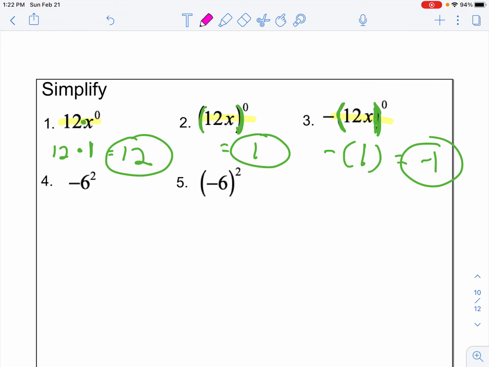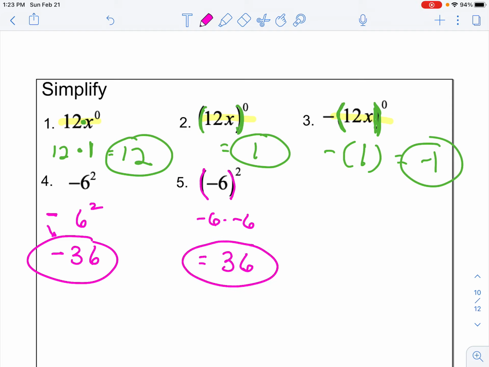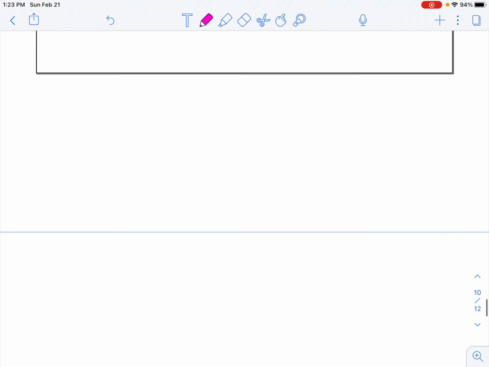So if you look at number 4, it's saying to take the opposite of 6 squared, and 6 squared is 36, and then when I take the opposite of that, that makes it negative. That's different from this problem where it's saying taking -6 and squaring it, which means take -6 times -6, which is positive 36. So again, you need to understand the differences between those questions.